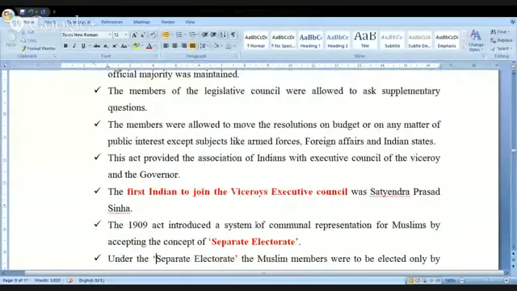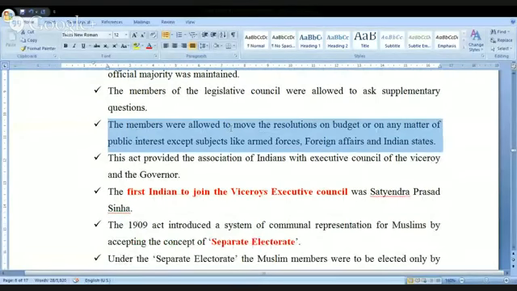Next one. The members were also allowed to move resolutions on the budget or any matter of public interest, but not on subjects like armed forces, foreign affairs, and Indian states. What do you mean by this? When you come to these particular points here, it will be exclusively decided by the viceroy. But members were not permitted to ask questions on any of these areas like armed forces, foreign affairs, and the Indian states.